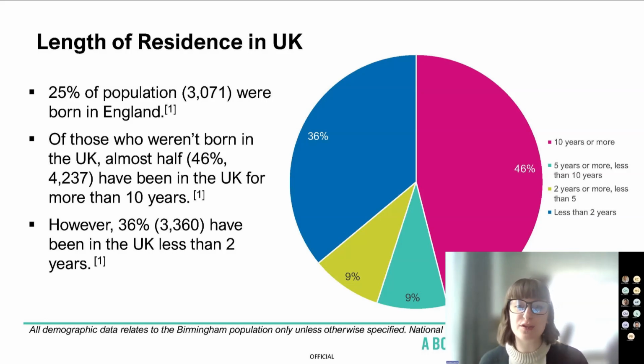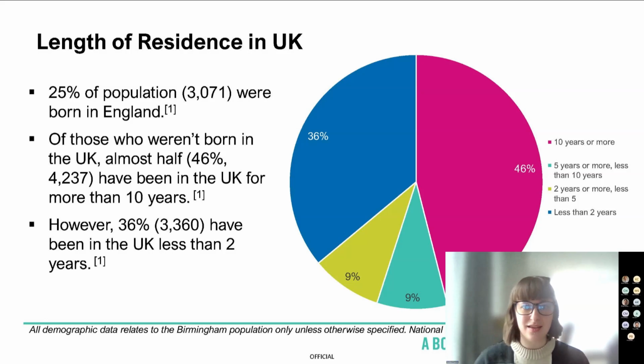Almost half of those that weren't born in the UK, so 46%, have been in the UK for 10 years or more, so a large amount of time, and this is around 4,000 people. But there's also a huge portion of the population, 36% of those that weren't born in the UK, who have been in the UK for less than 2 years, so are really recent migrants. So it's that huge split between a Chinese population that is really new to the UK and those that have been here for decades or their whole lives or generations. There's that big split, and it's going to have very different implications for interaction with healthcare services and healthcare needs.